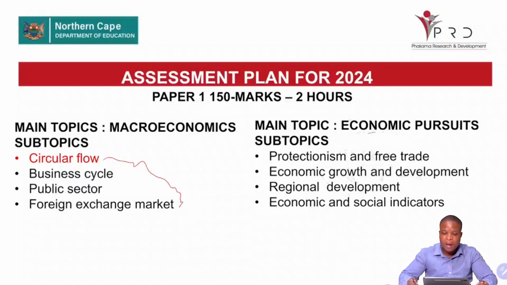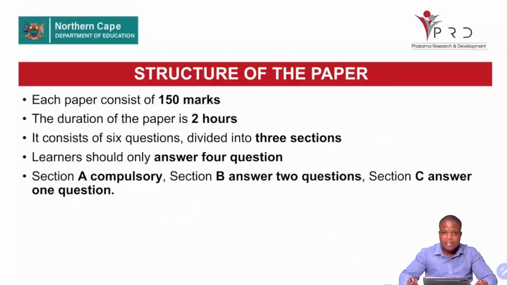So this is how your paper one looks like. It has macroeconomics and the economic pursuit as your main topics. The structure of your paper will look like this. Each paper will be consisting of 150. When I'm saying each paper, you have paper one and paper two. The duration of the paper is 2 hours. It has 6 questions divided in 3 sections. Section A, B, C. Learners should only answer 4 questions.